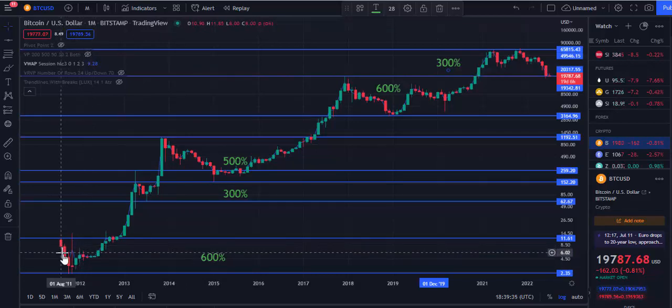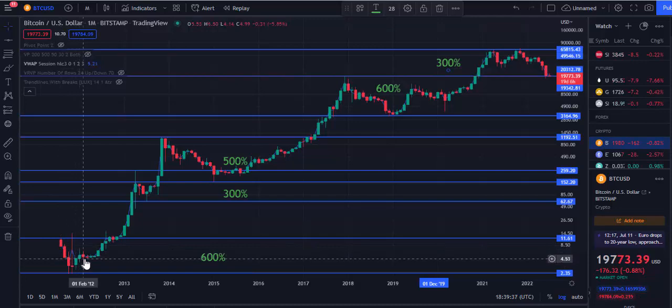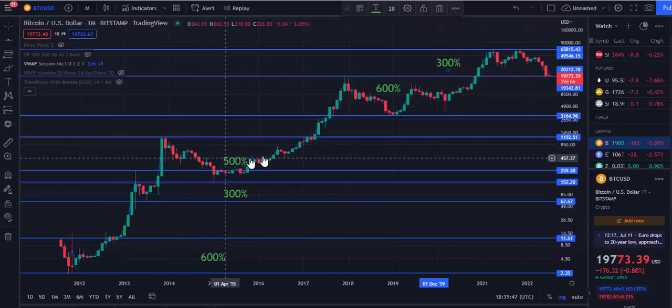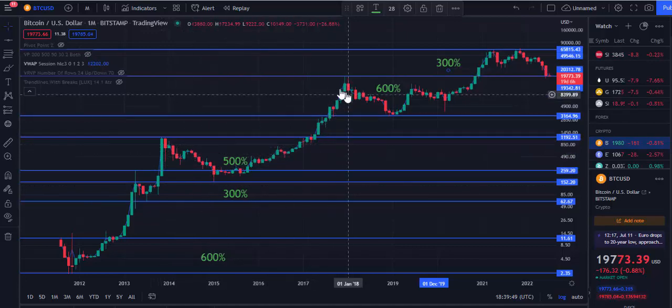Let's see this first one. The first one is within 17 months. This one is 7 months. This other one is more than 16 months. This other one is also more than 16 months.